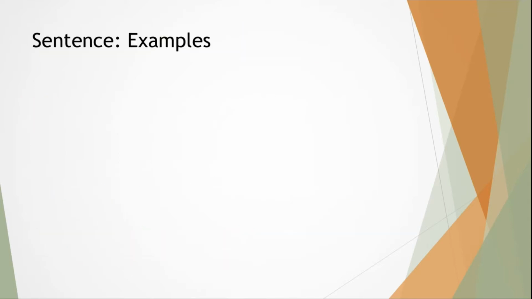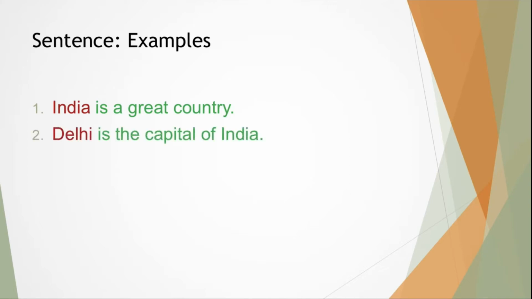So let's understand this with the help of certain examples. India is a great country. Okay, India is the subject. Is a great country is the predicate, as it gives information about the subject. The second example is Delhi is the capital of India. So here Delhi is the subject and is the capital of India is the predicate. The third example, Sonia is a good girl. Sonia is the noun, it's the subject. Is a good girl is the information related to her, so it is the predicate.